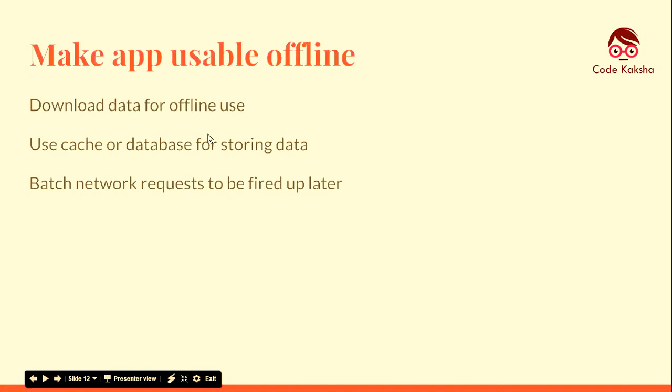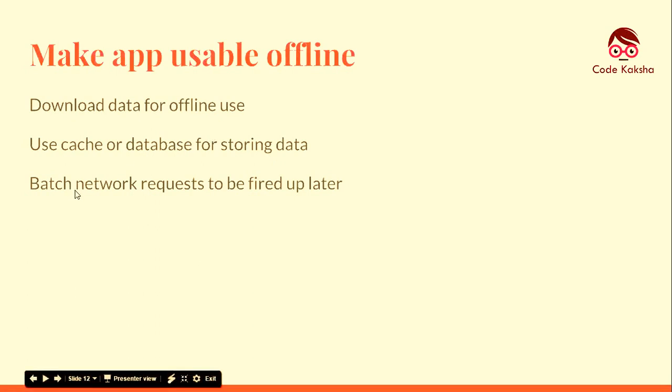Make app usable offline. This is very important. You should download data for offline use and store the data in either shared preferences or in a content provider or in a database. And you can use that data to show the relevant information to the user when the user is offline for a continuous time, or when the data network is intermittent, and the user is switching from online to offline or offline to online very frequently.